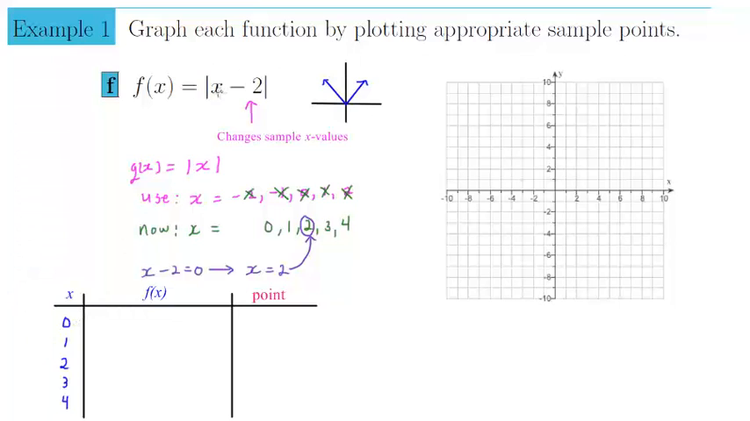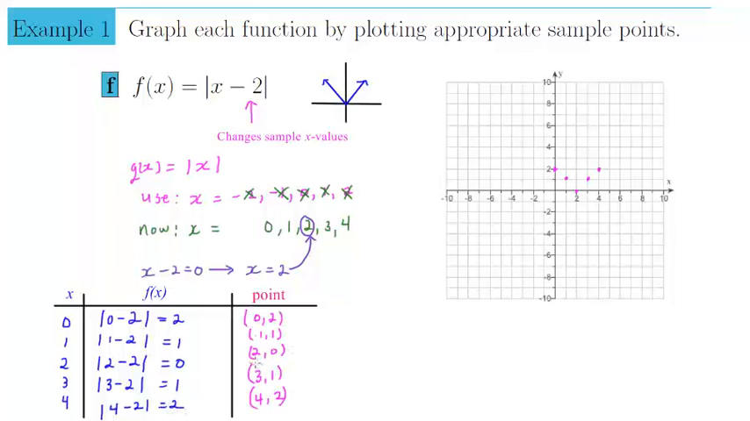So when we plug 0 into our function absolute value of x minus 2, we get absolute value of 0 minus 2. The absolute value of -2 is positive 2. When we plug in 1, we get the absolute value of 1 minus 2. The absolute value of -1 is 1. When we plug in 2, we get the absolute value of 2 minus 2. So absolute value of 0 is 0. We keep going. Absolute value of 3 minus 2 ends up being 1. Absolute value of 4 minus 2 ends up being 2. So there are the points I ended up with: (0, 2), (1, 1), (2, 0), (3, 1), (4, 2).